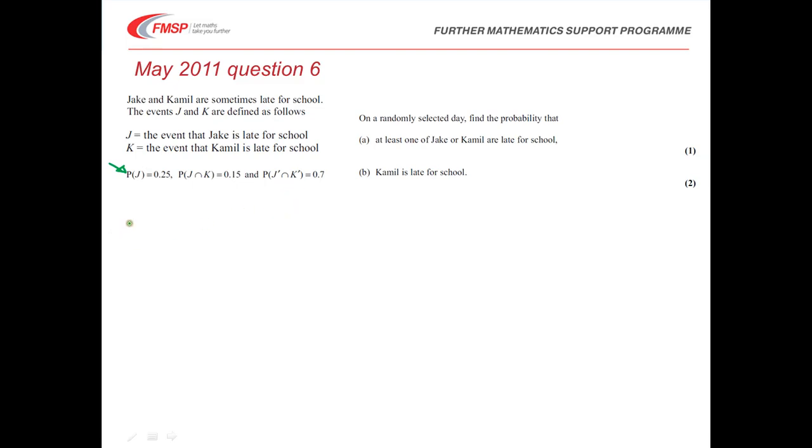So part A, at least one of Jake or Camille are late for school. So that means that either Jake is late for school or Camille is late for school. Now, you might not be aware that this is the same as 1 minus the probability of not Jake and not Camille being late for school. Okay, some of you may be, some of you may not be. So you end up with 1 minus 0.7 equals 0.3.